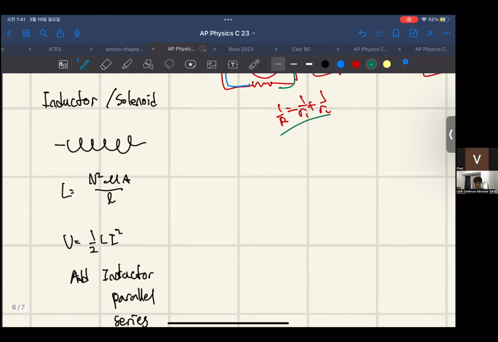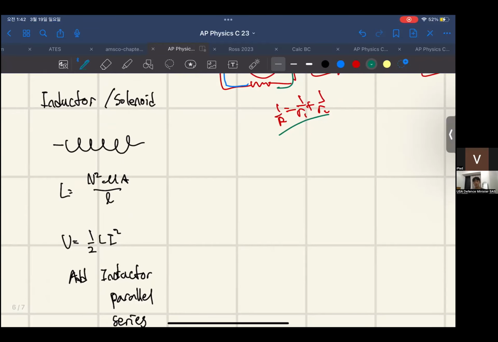The next thing we have to learn is inductors and solenoids. They're the same thing. They look like this. It looks like a coil, and you literally use this symbol in your circuit. And of course, similar to capacitance and resistance, inductors also have something called inductance, and you use the symbol L to denote that. Now, L is equal to N squared times mu times A over l.